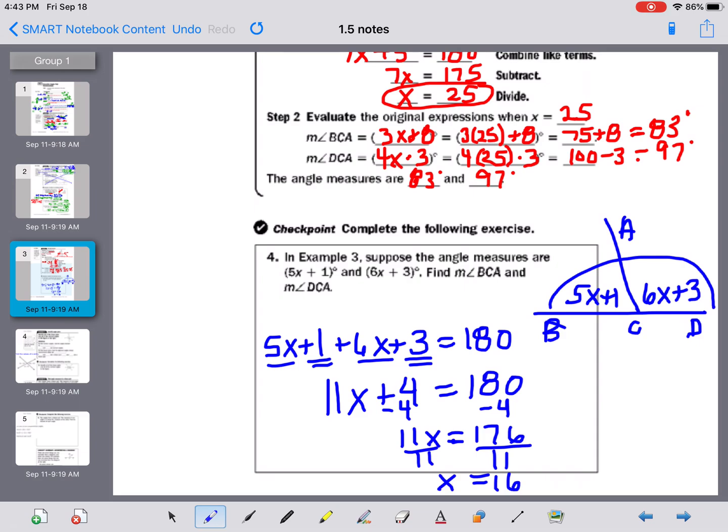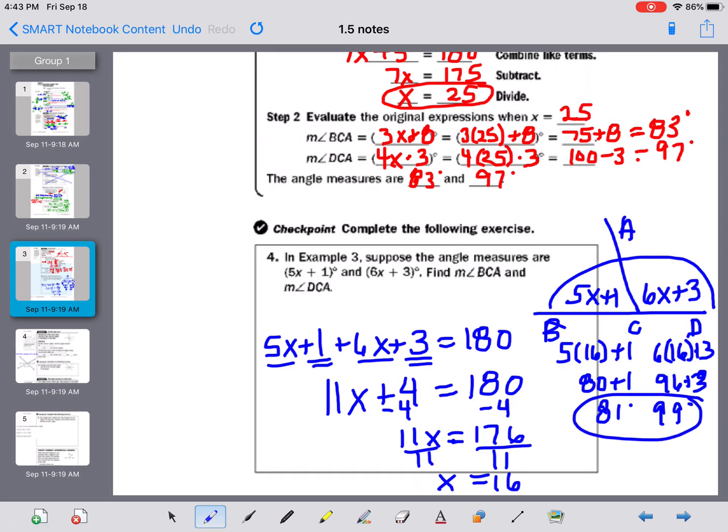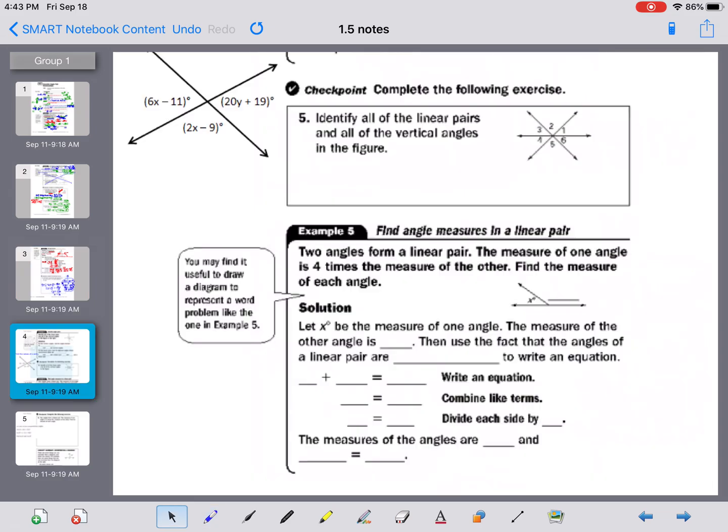So let's plug it in just to check it. 5 times 16 plus 1. 5 times 16 is 80, plus 1 is 81. 6 times 16 is 96, plus 3 makes 99. What is 81 plus 99? Definitely 180. So those are definitely legitimate numbers for those two angles. And this basketball hoop slanted even more. All right, moving on.